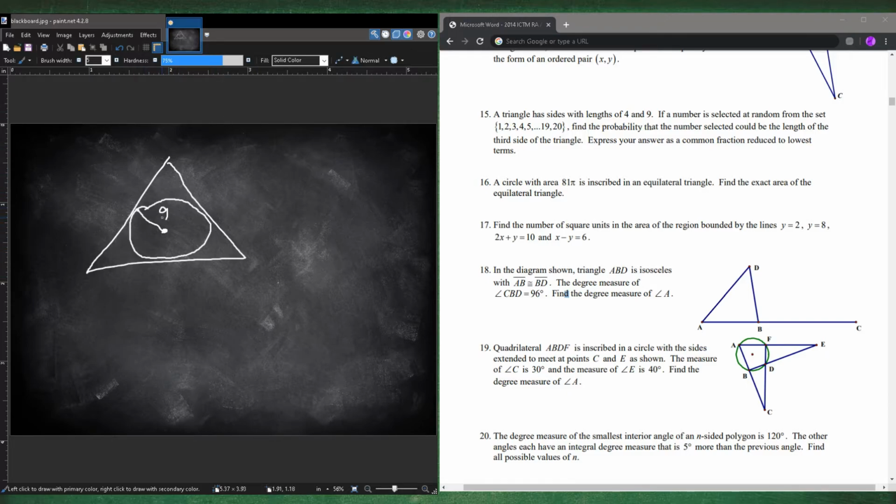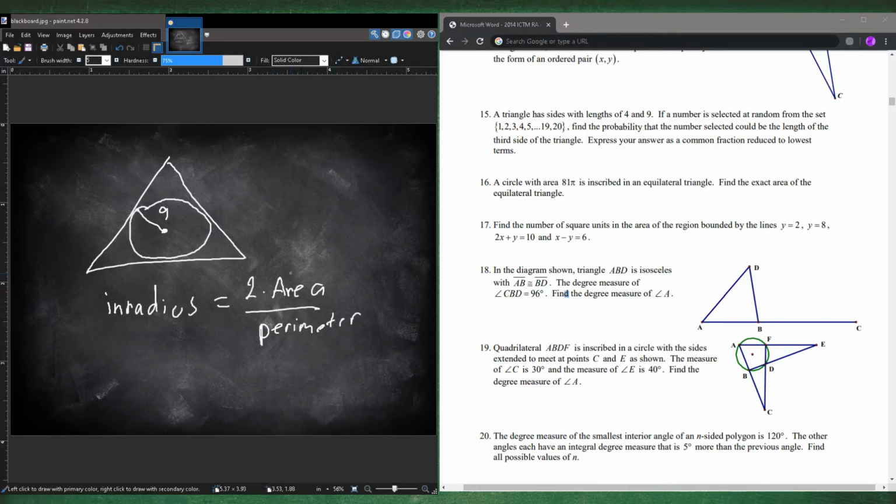So if we know that the radius is 9, there's something in geometry called the inradius, which is basically, if you have a triangle and you put a circle inside it, the radius of that circle is called the inradius. So the inradius of this is 9. The formula for the inradius is basically 2 times the area of the triangle divided by the perimeter of the triangle. So everything is about the triangle.